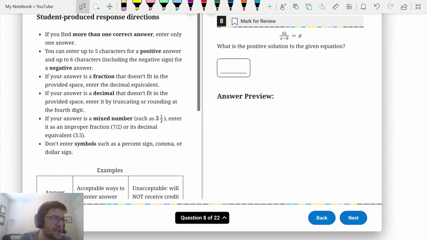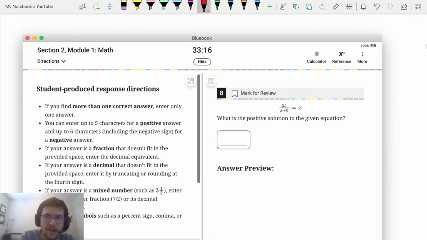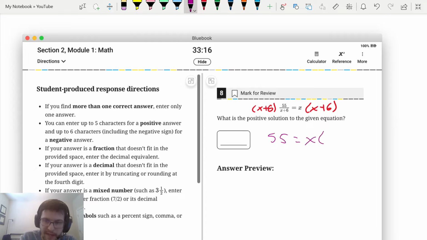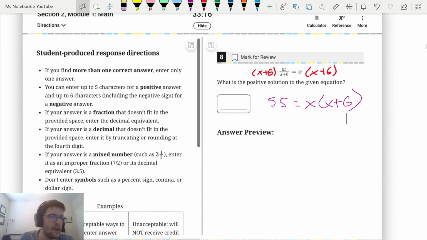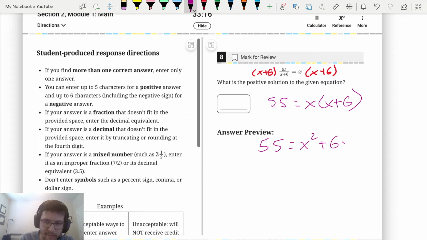Okay, so for this one, the first thing I'm going to do is multiply both sides by x plus 6, because I don't like this x plus 6 on the bottom. And we get 55 equals x times x plus 6. Now, just like any quadratic equation, we want to expand it and get all the terms to one side. So we distribute and get 55 equals x squared plus 6x. Now I'm going to move the 55 to the other side, so I get 0 equals x squared plus 6x minus 55. Now if you wanted to, you could use a calculator to help you with this. I'm going to factor it first.